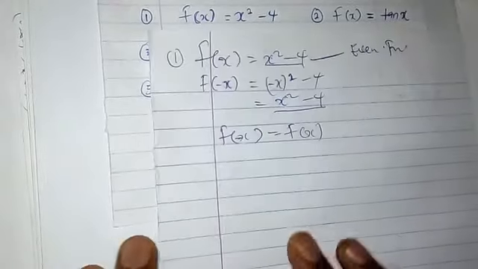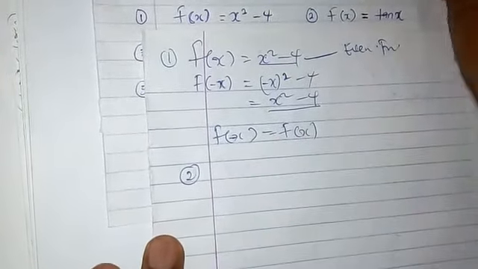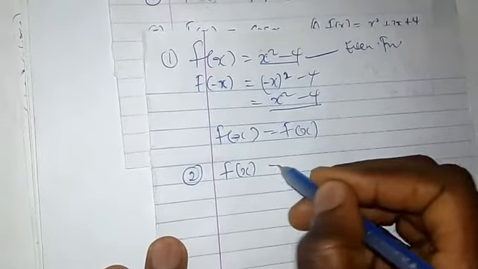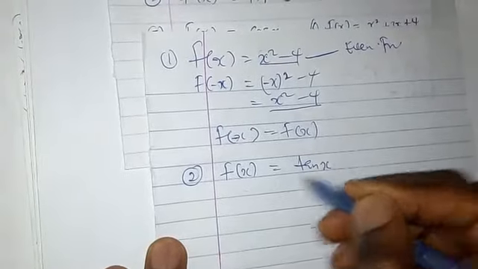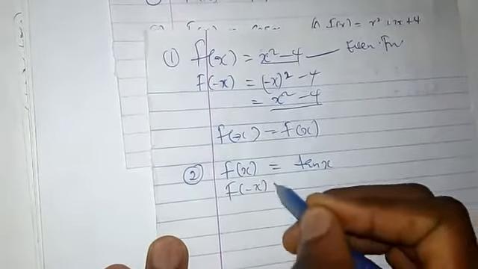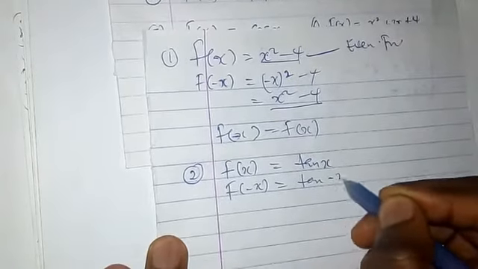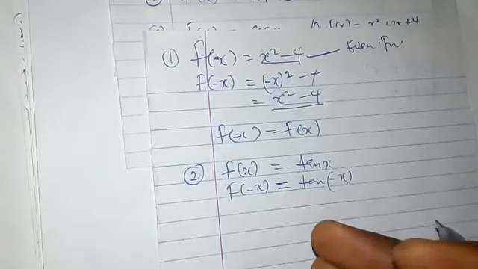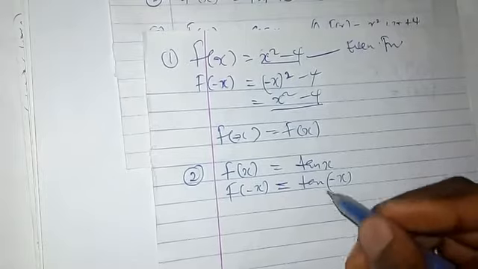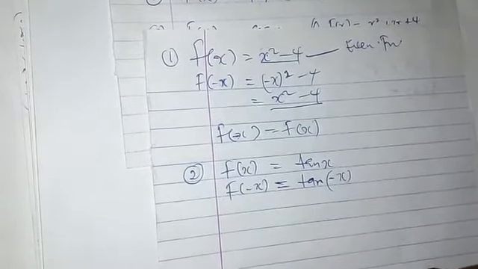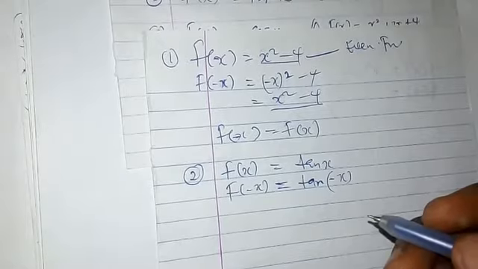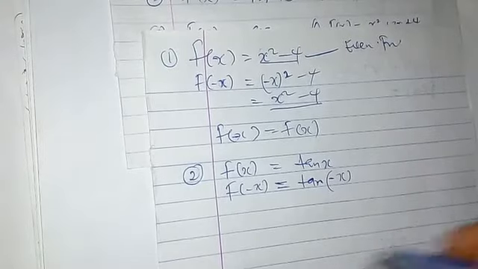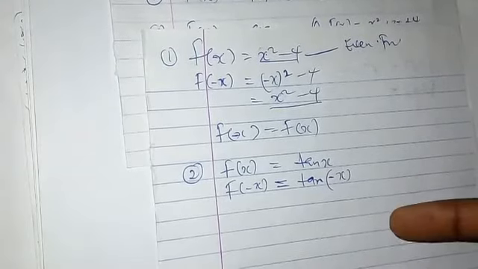So we have a second case. My number 2: find f of minus x if my f of x is tan x. The same procedure, just substitute for minus x, so tan of negative x. According to trigonometry, tan of a negative angle is equal to negative tan theta, and sine of a negative angle is also equal to negative sine theta.